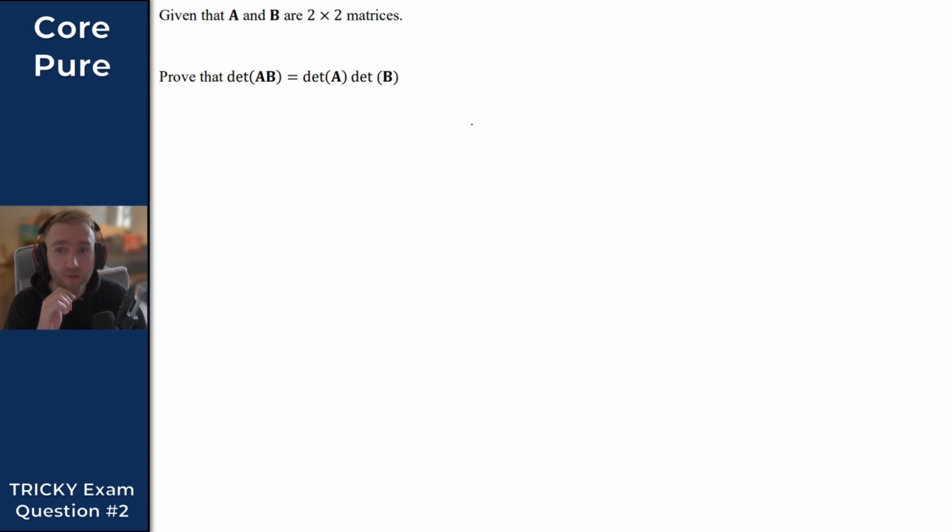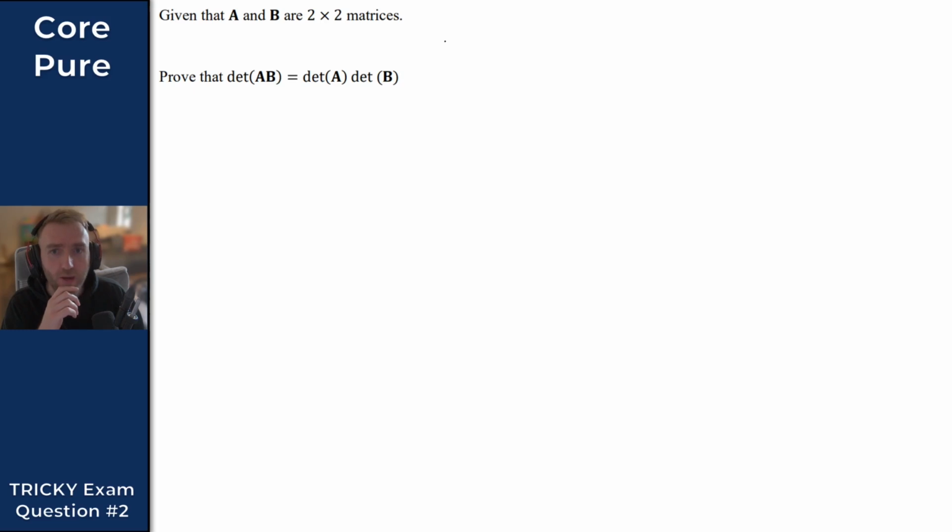Now, as we can see for question 2, it is very light on detail. What we're given is that A and B are 2 by 2 matrices, and all we want to do is prove that the determinant of the product AB is equal to the determinant of A times the determinant of B. This is one of those standard results that you should be aware of anyway, but how do we prove it? That's what we're going to tackle with this question.